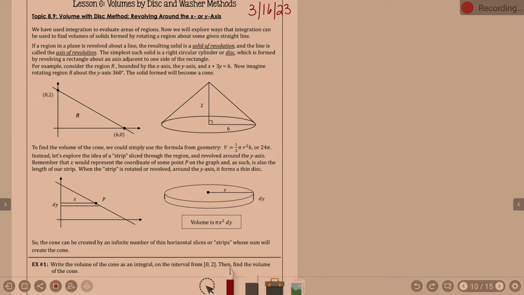The simplest such solid is a right circular cylinder or a disk, okay, which is where we have our disk method, which is formed by revolving a rectangle about an axis adjacent to one side of the rectangle. So if we look at this, okay, this region R. This region R is bounded by the x-axis, the y-axis, and then the line x plus 3y equals 6. If you take that and you rotate that about the y-axis, okay, so we're taking this triangle here and rotating it about the y-axis.